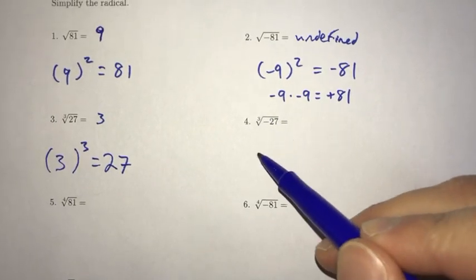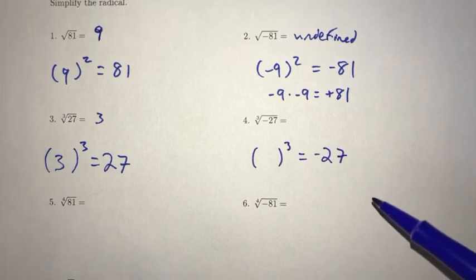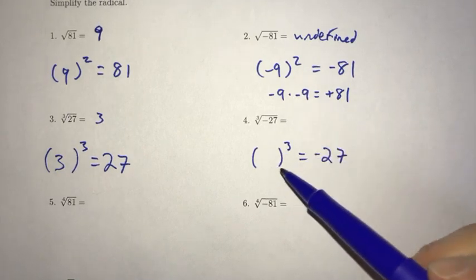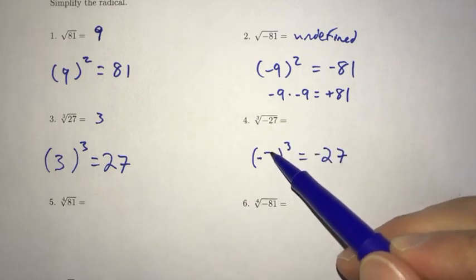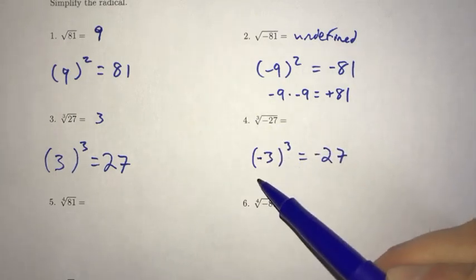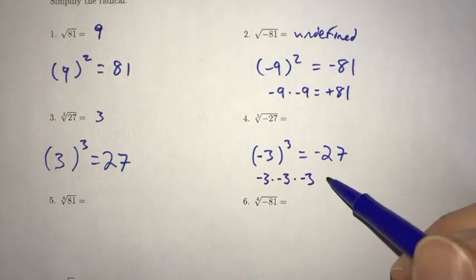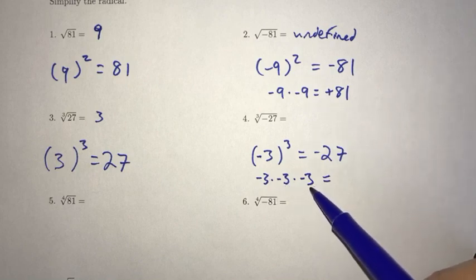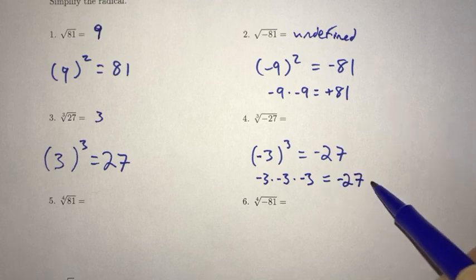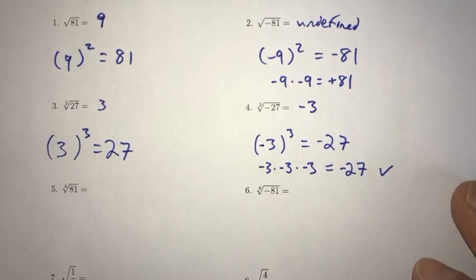Now here, same thing, we should say what number cubed equals negative 27? Well, you might think, again, just like up there, since that was 27, maybe it's negative 3. Well, let's check. Negative 3 times negative 3 times negative 3. That's what it means to do to the third power. Negative 3 times negative 3 is positive 9. And then positive 9 times negative 3 is negative 27. So this actually works. We can say that the cube root of negative 27 is negative 3.